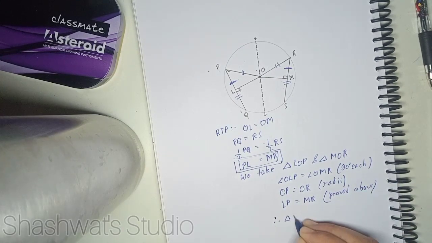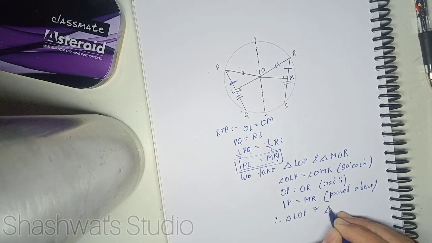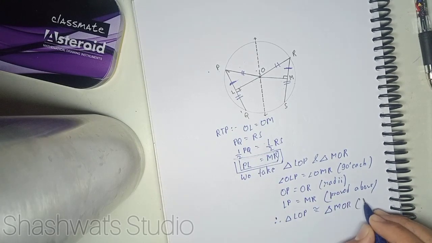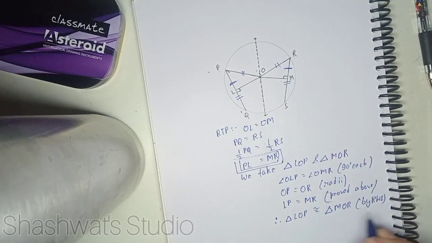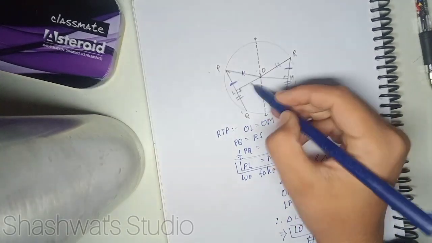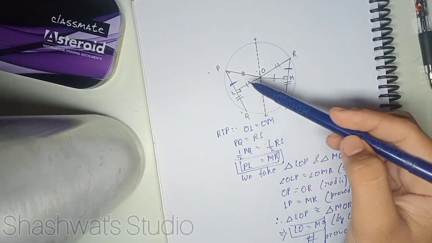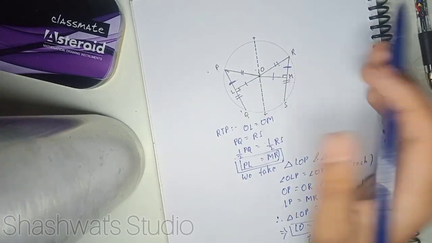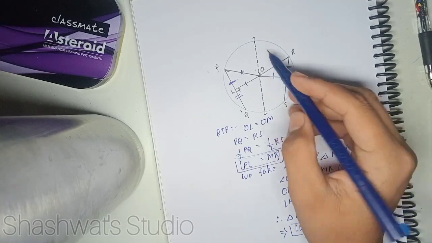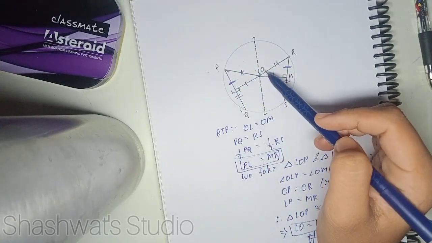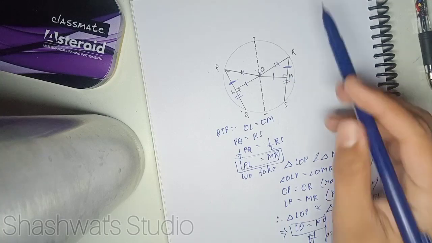Therefore triangle LOP is congruent to triangle MOR by RHS. This implies LO is equal to MO by CPCT. Hence proved. This was what we had to prove. LO is equal to MO means this is equal to this, and hence these two equal chords, which are PQ and RS, will be equidistant from the center. This is the center, and the distance of PQ from the center will be the same as the distance of RS from the center.